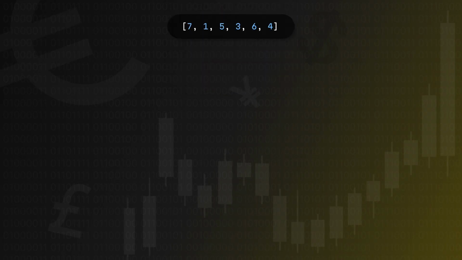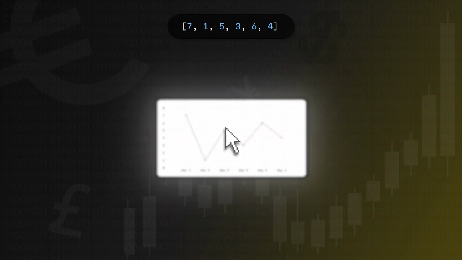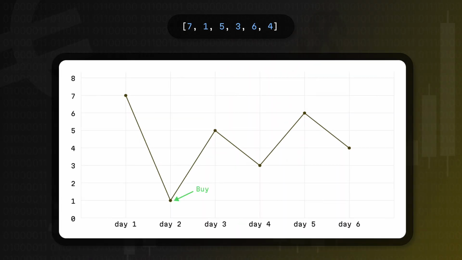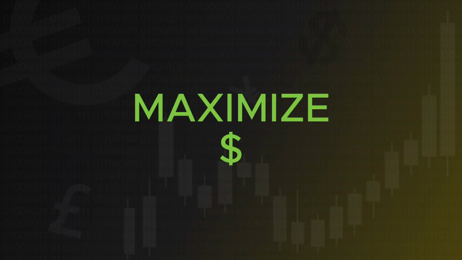You are given a list of stock prices over several days. To make it more visual, let's represent it as a graph. You can buy and sell as many times as you like, but you are only allowed to hold one stock at a time. How do you maximize your total profit?